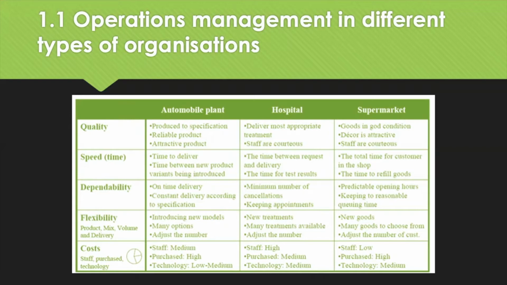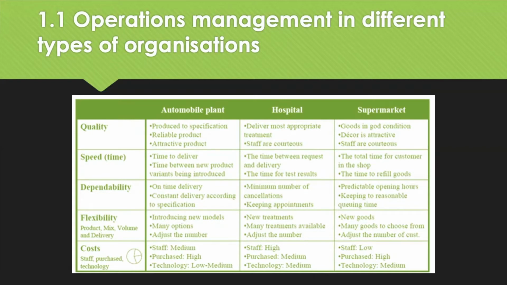You've got the car plant, where quality is about the spec, speed is about how quickly they can produce a new product, dependability is about being on time, flexibility may look at different models, and the cost will be across staff, anything they purchase or technology, and that can range from low to high.